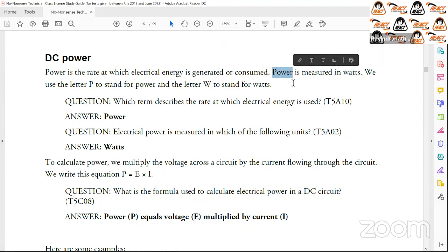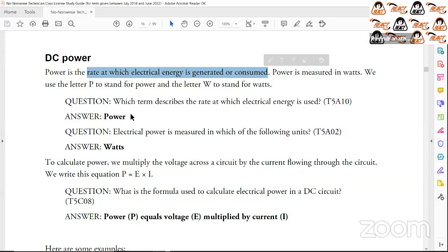All right? So just recall that power is the rate at which electrical energy is used. So if you have a 60-watt bulb, it will use more power than a 40-watt bulb. If you have an 1100-watt microwave oven, it will use more power or consume more power than a 900-watt microwave oven. So let's look at the questions associated with it.